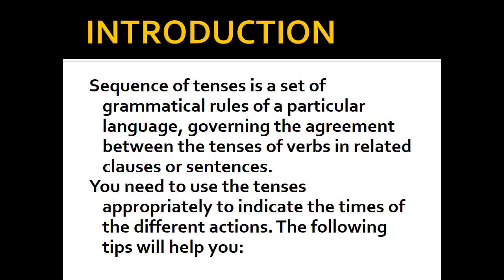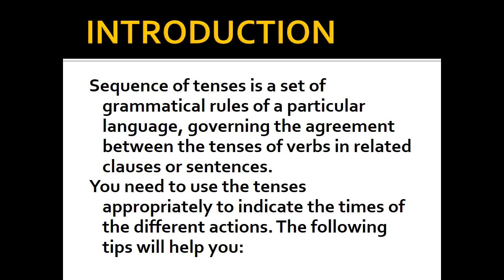Introduction. Sequence of tenses is a set of grammatical rules of a particular language governing the agreements between the tenses of verbs in related clauses or sentences. So when we talk of sequence of tenses, we refer to the order or the arrangement of tenses in sentences. So let there be agreement in the arrangement of the tenses in the sentences. For instance, the verb used in the main clause should agree with the verb used in the subordinate or what we call dependent clause.